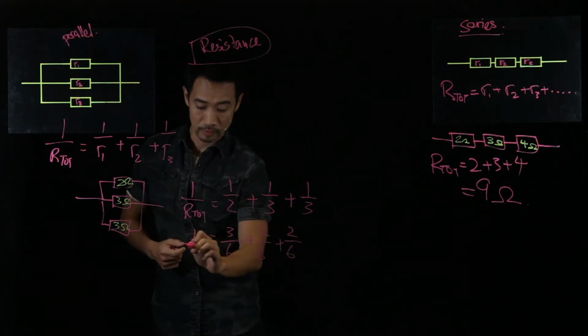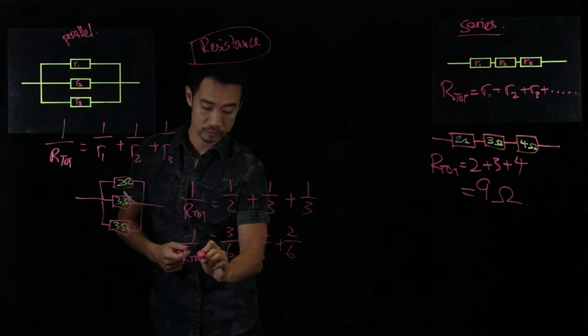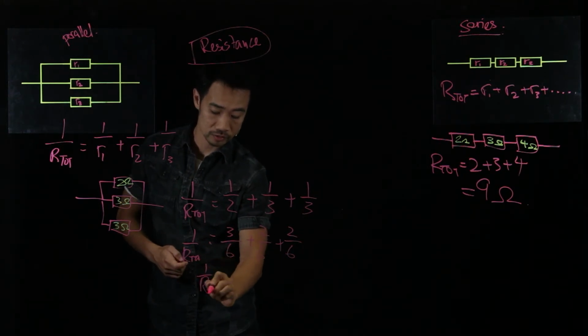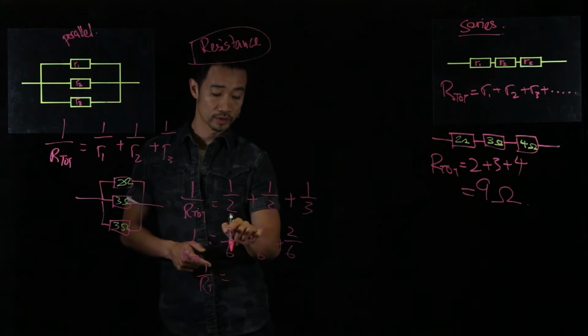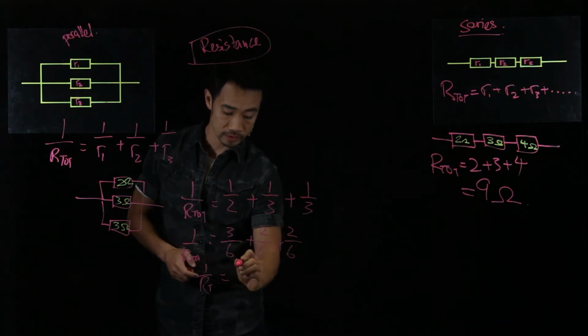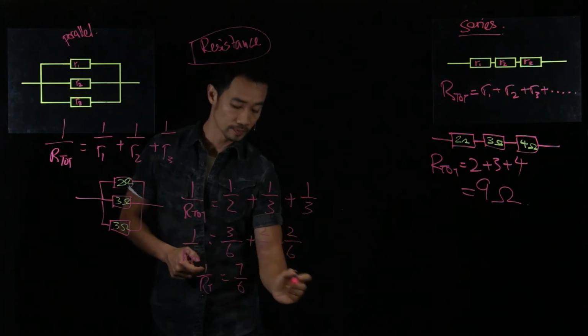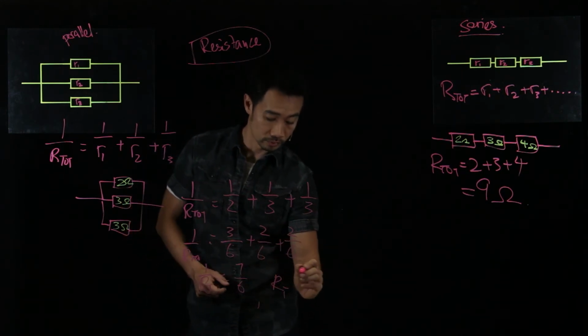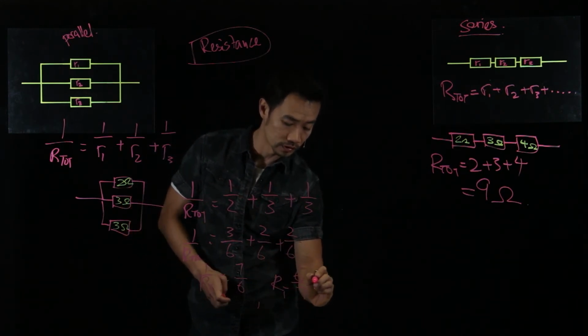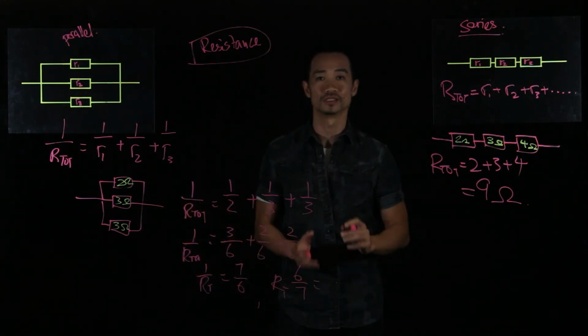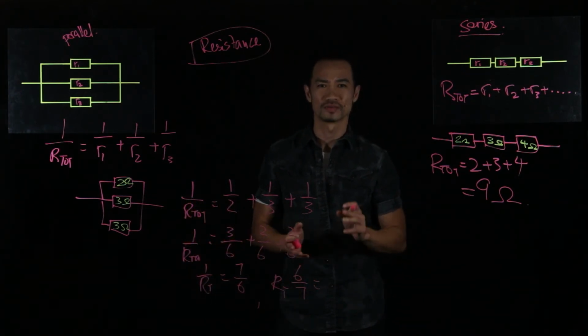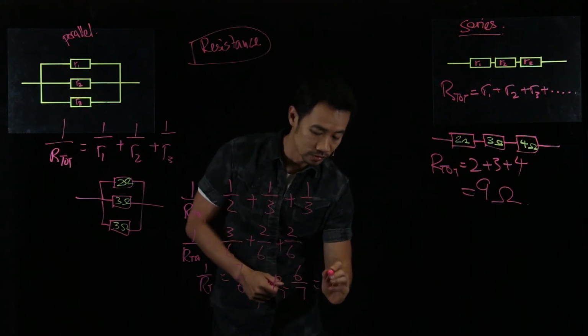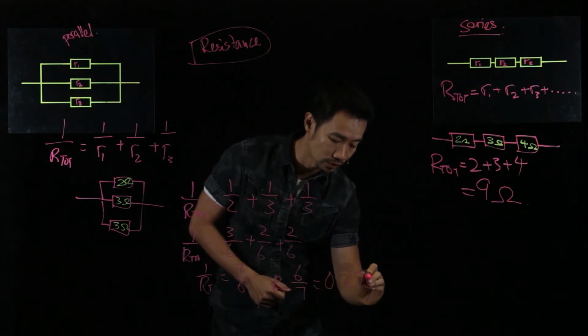Okay? So 1 over R total is equals to 3, 2, 2 will be 7 over 6. Okay? Right? R total, you invert it across, will be 6 over 7. And I believe this is 0.6777, right? So 0.67 ohms, all right?